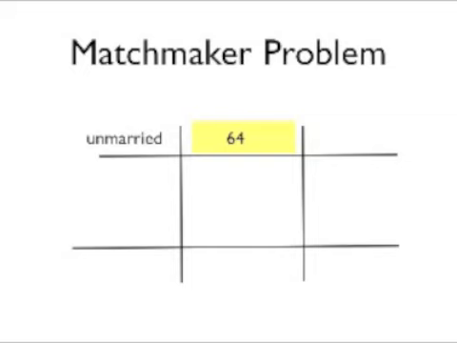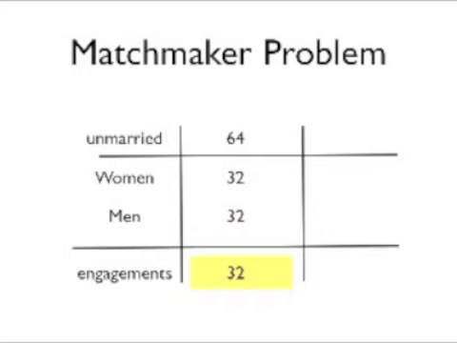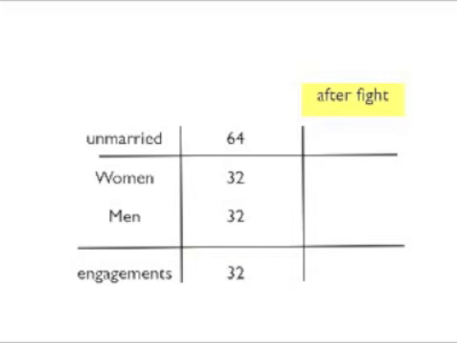It's called the Matchmaker Problem. In a small Russian village, there are 64 unmarried people: 32 women, 32 men, and because of extreme skill, the matchmaker has arranged 32 engagements. To celebrate this feat, they throw a party. At the party, there is a fight, and 2 of the bachelors are killed, leaving 32 women and 30 men.